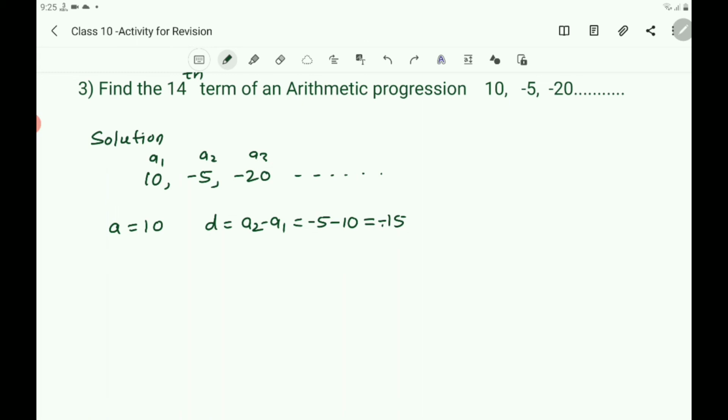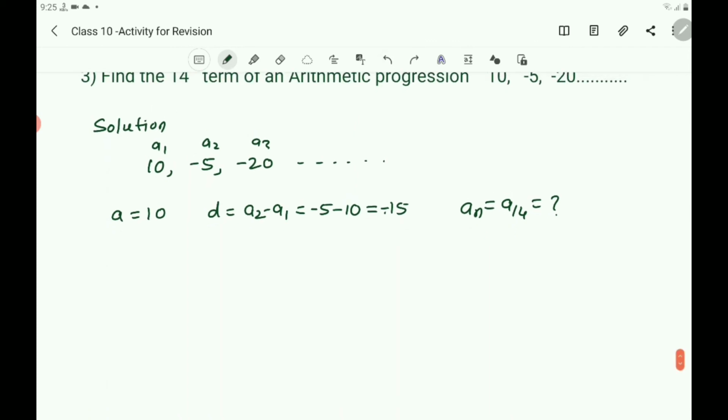Then you take here what you have to find out. We have to find out An equals A14 equals question mark. Here in the place of N, 14. That is N equals 14. Then you write the formula for An. An equals A plus N minus 1 into D. An is A14 equals A is 10 plus N is 14 minus 1, D is minus 15.